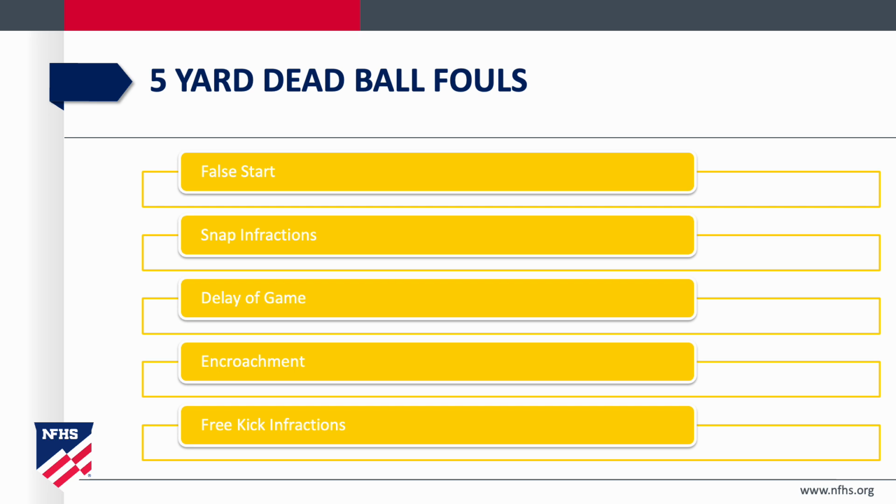There are 5 fouls that are exclusively dead ball fouls and 5-yard penalties. The first is a false start. The second is a snap infraction. A play cannot become live without a legal snap, so any type of snap infraction has to be dead. The third is all of the delay of game penalties, and the fourth is encroachment. We need to remember that this is different than the other levels of football. Once encroachment happens, whether on the offense or defense, it's a foul and the play cannot become live. We need to make sure we flag this and kill it immediately.